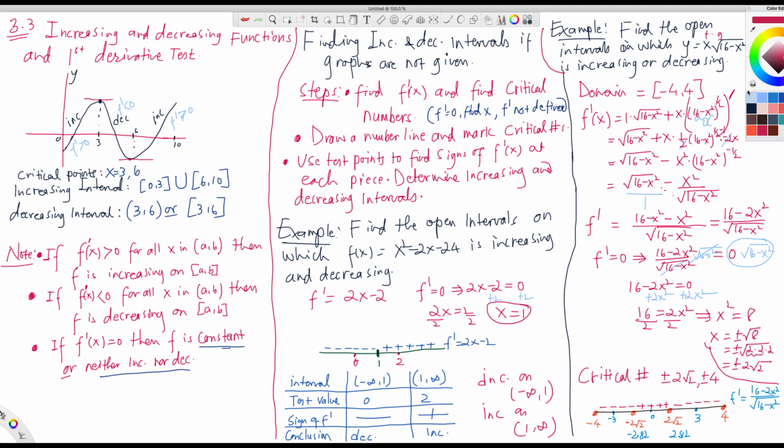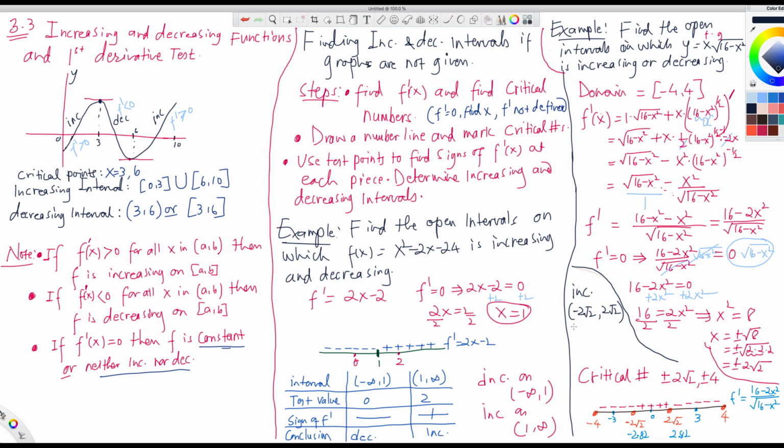So what is your final answer? Let me write down the final answer here because I am running out of space. Okay, so what is the increasing interval? Increasing is the interval where it is positive, and the question is asking for the open interval, right? So I would write negative 2 root 2 comma positive 2 root 2. This is where it is increasing.